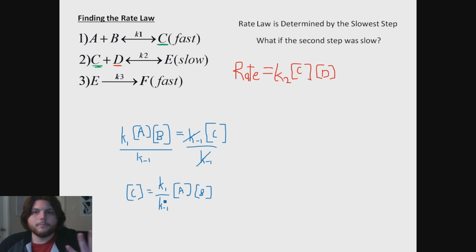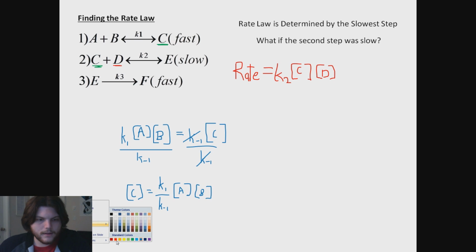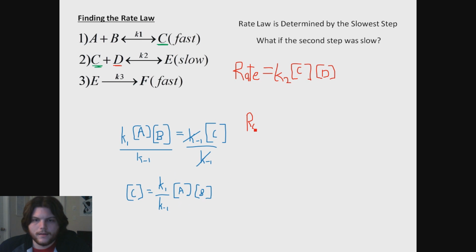So let's go ahead and plug that into our rate law here, and I'll bust out a different color. Let's bust out the red. So let's substitute in for C what we know now. So therefore our rate is going to be equal to a whole lot. Rate is going to be equal to, let's see, K2 times K1 on top, divided by K negative 1 on bottom.